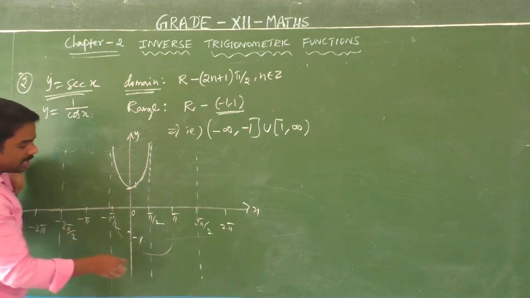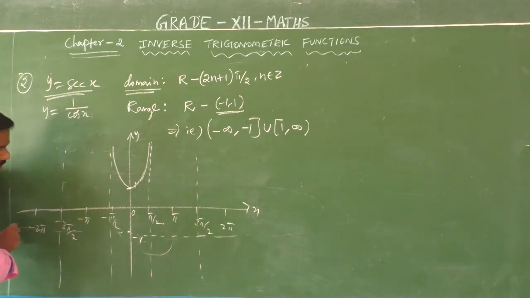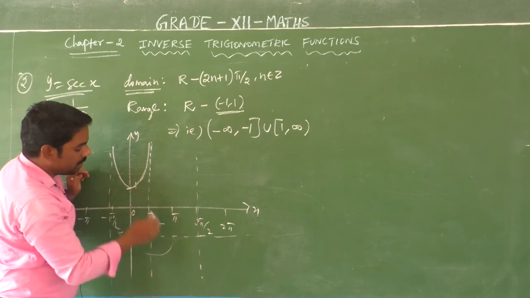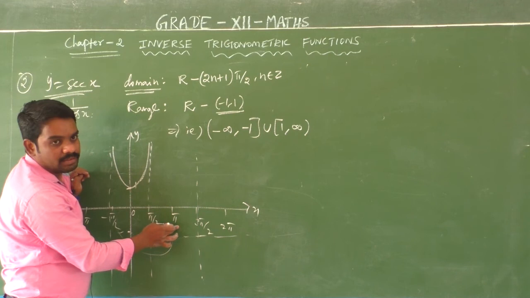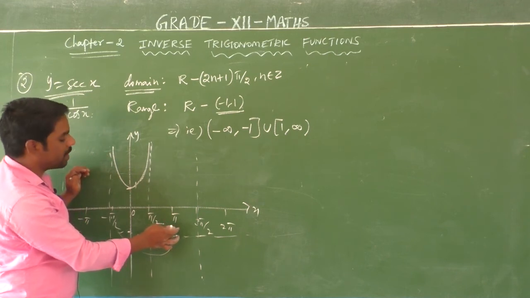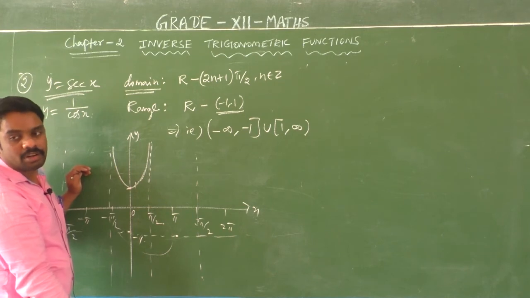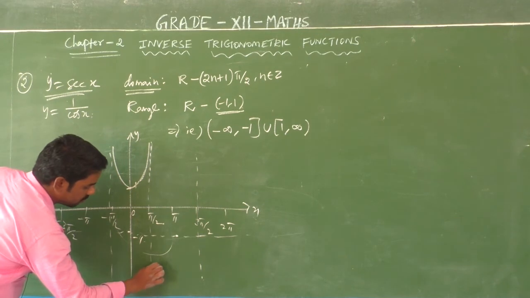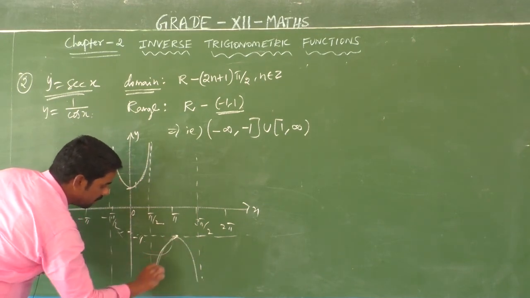Okay, right. Next, this is the -1 line, from minus pi by 2 to 3 pi by 2. The curve touches at x equal to pi. When x equal to pi, secant pi value is -1. Cos pi value is also -1. Reciprocal of -1 is also the same, -1. So this curve passes through pi comma -1.